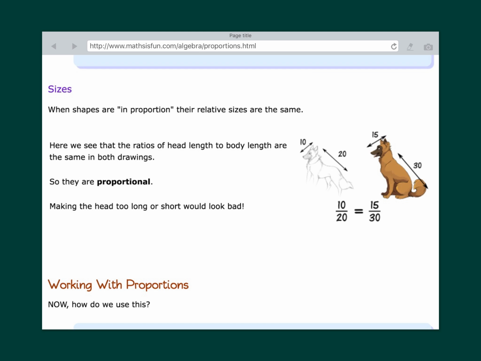All right, so here we are looking at shapes, and when shapes are in proportion, their relative size is the same. Here we see the ratios of the head length to the body lengths in the drawings are the same, so they are proportional. So what they did was they set up the ratio of the head to the body and the head to the body, and they're saying that these relationships are proportional to each other. So we can always look at sizes of shapes also, which we'll be doing later in this course.